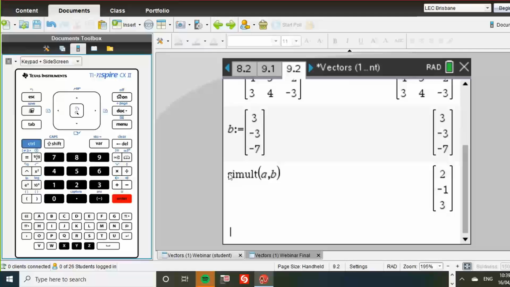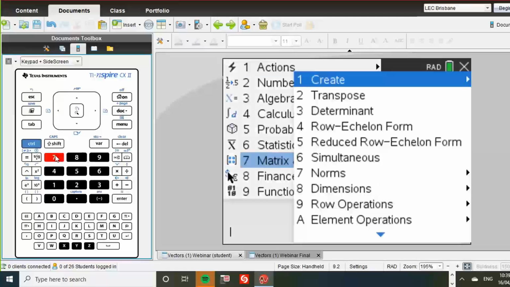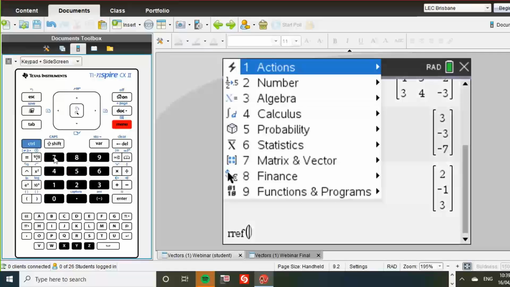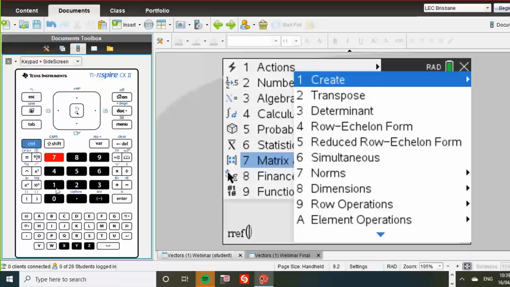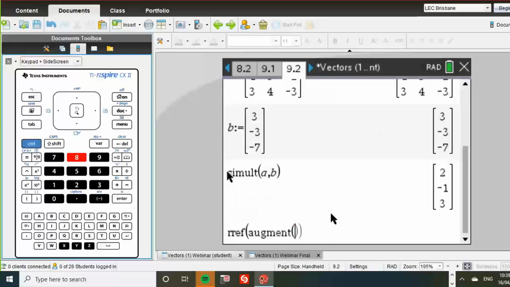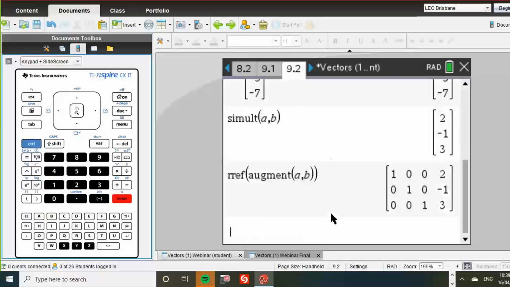Another way to do it, as Jim showed yesterday, was reduced row echelon form. Menu, 7 for matrix and vector, 5 for reduced row echelon form. But what we need to do is combine matrix A and B, and we use a command called the augment command. So we go menu, matrix and vector, number 1 for create, number 8 for augment. We want to bring A and B together, A, B, press enter, and that's lovely. The output there is saying that x equals 2, y equals -1, z equals 3.